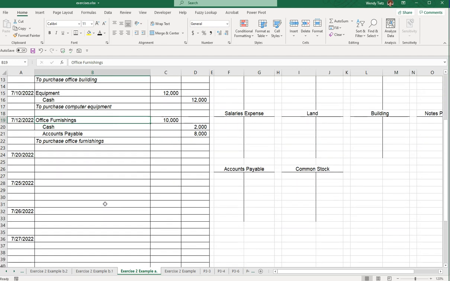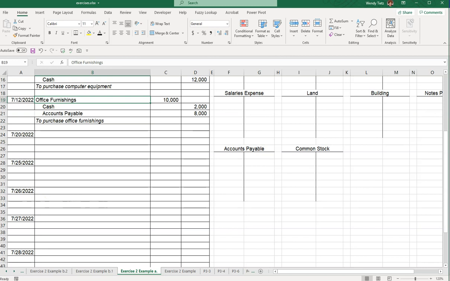Okay, moving forward now. So our transaction on July 20th was to purchase office supplies from Staples for $1,300. So what's going on here? Well, office supplies go up. Now, office supplies is an asset because we have not used those supplies yet, so they're not an expense. And then we're going to credit cash because we spent cash for them.